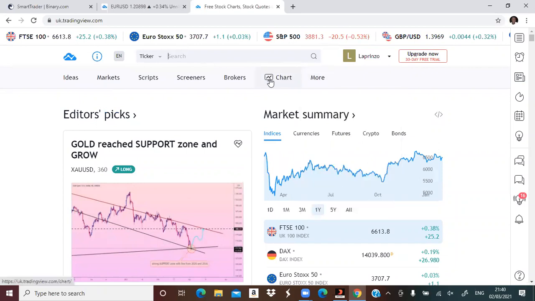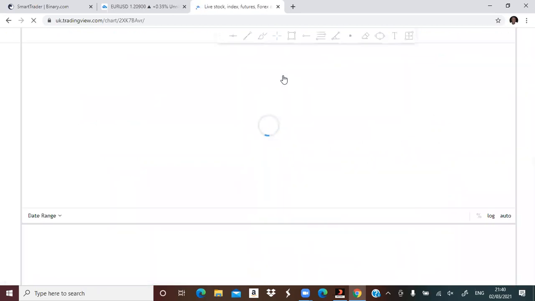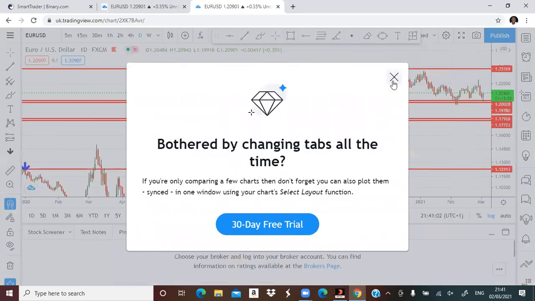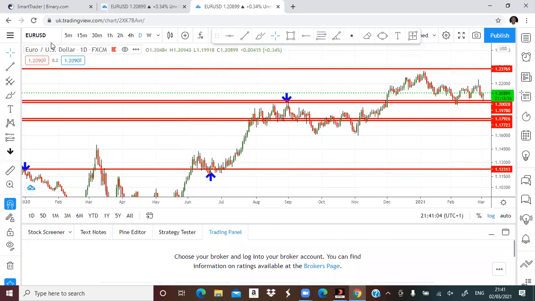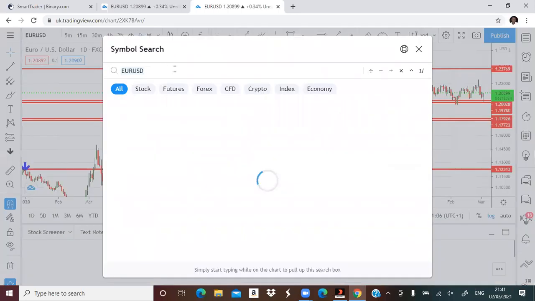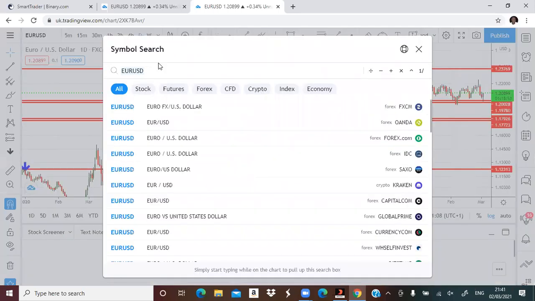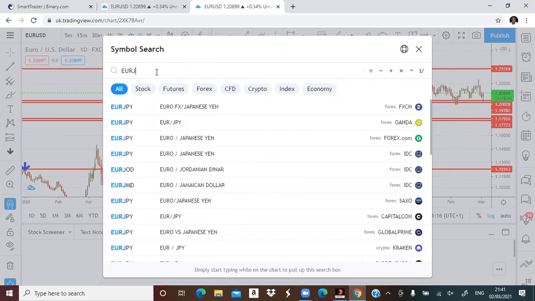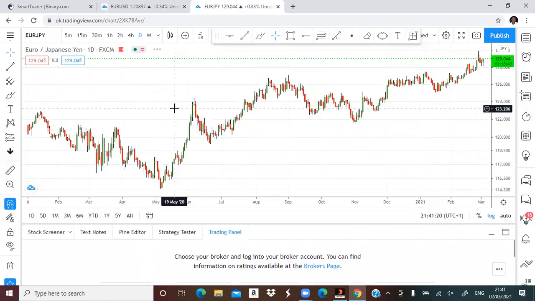Now this is tradingview.com. You come here, you can use it to analyze all the markets: Bitcoin, Forex, stock markets, and all that. So you just come here and you change it to Euro JPY. Let me see Euro JPY, Euro Japanese yen.